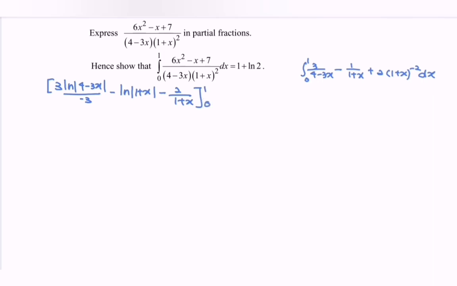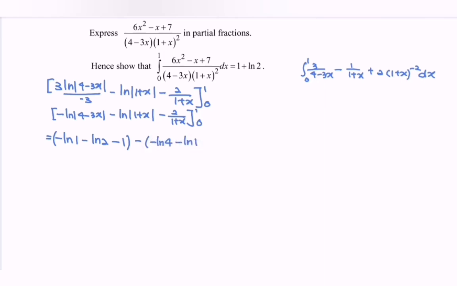So kindly substitute. Here we have negative ln of 4 minus 3x, minus ln of 1 plus x, minus 2 over 1 plus x. So if we substitute, we will have negative ln 1 minus ln 2 minus 1. So that is the result when we substitute x equals 1. Next, if we substitute 0, negative ln 4, negative ln 1 minus 2. So rewrite it.